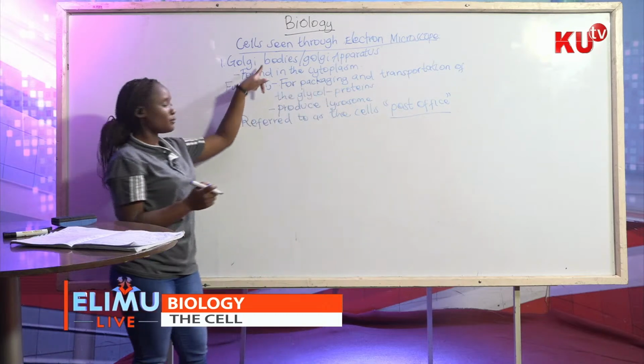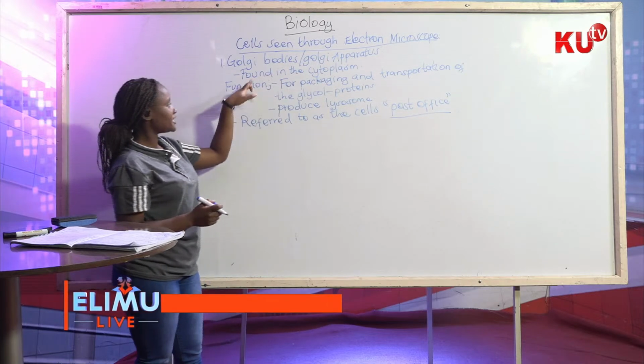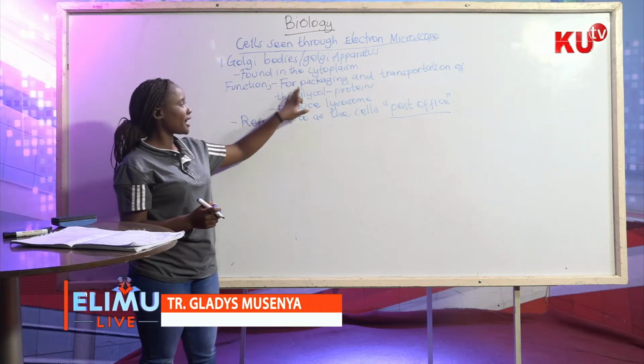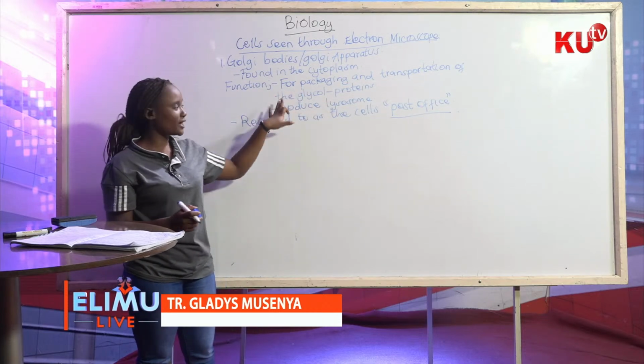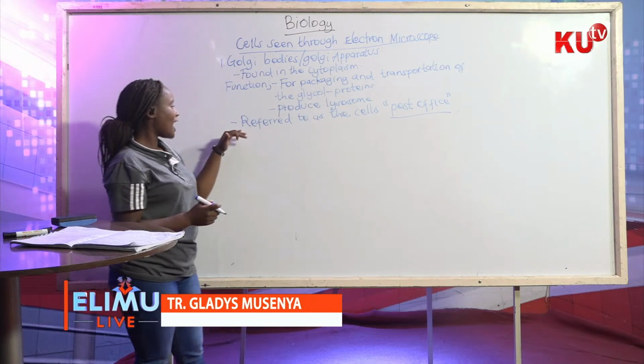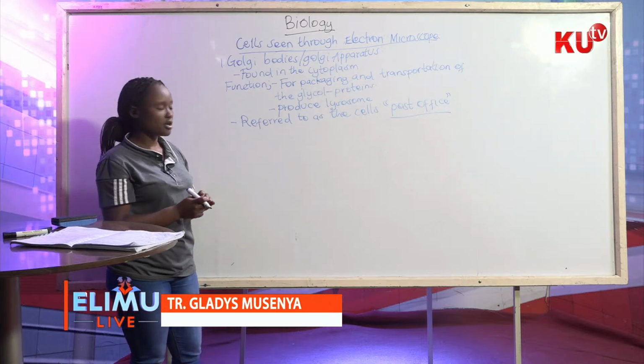Now, this is all about the Golgi bodies, or we can call it the Golgi apparatus. It is found in the cytoplasm, and its function is packaging and transportation of the glycoproteins, and then it produces lysosomes, and it is referred to as the cell's post office.